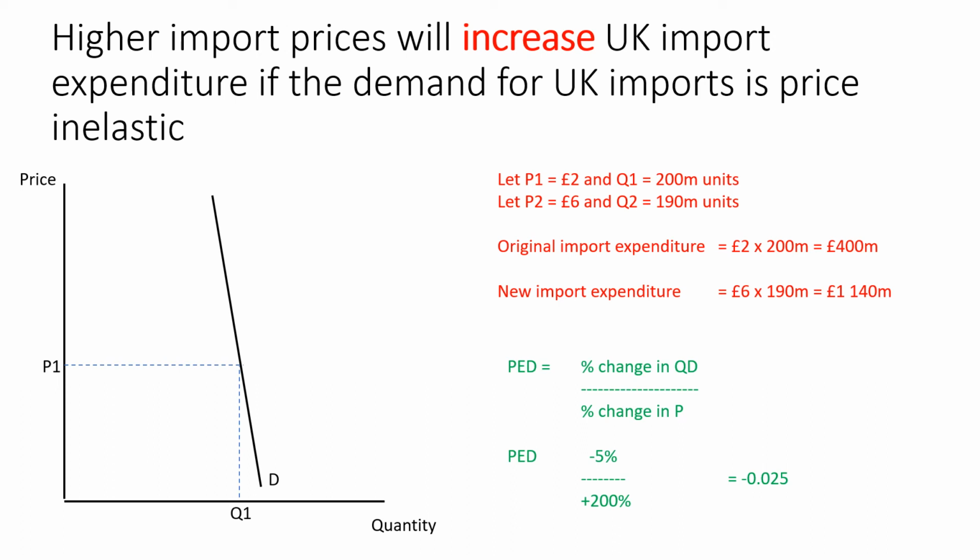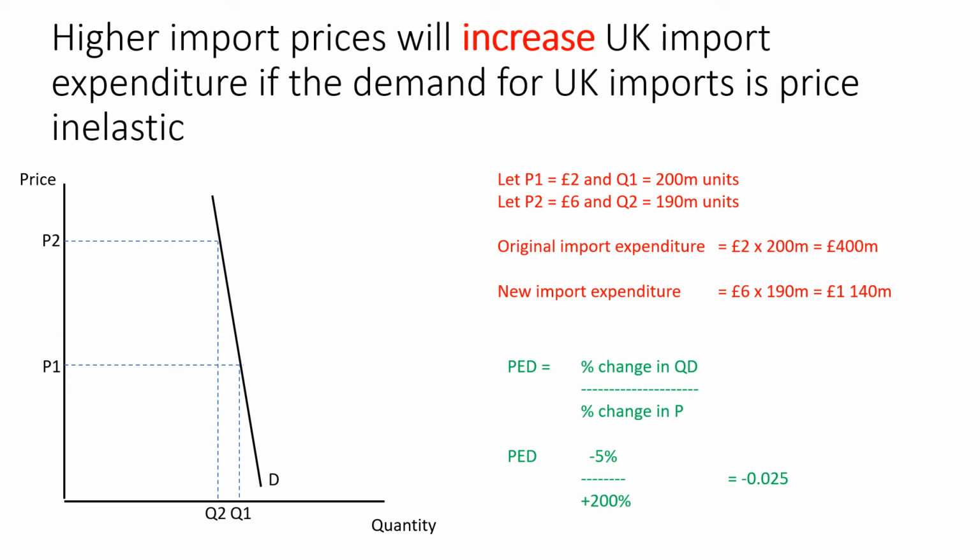Notice that I've drawn the curve so it looks quite steep, because what I'm trying to illustrate is a situation where the demand for UK imports is price inelastic. So let's imagine now that the price of UK imports goes up because we've got a floating currency that's been allowed to depreciate. So the price of imports goes up from P1 to P2. What that will do is cause a contraction of demand from Q1 to Q2. So the volume of imports will fall from Q1 to Q2.